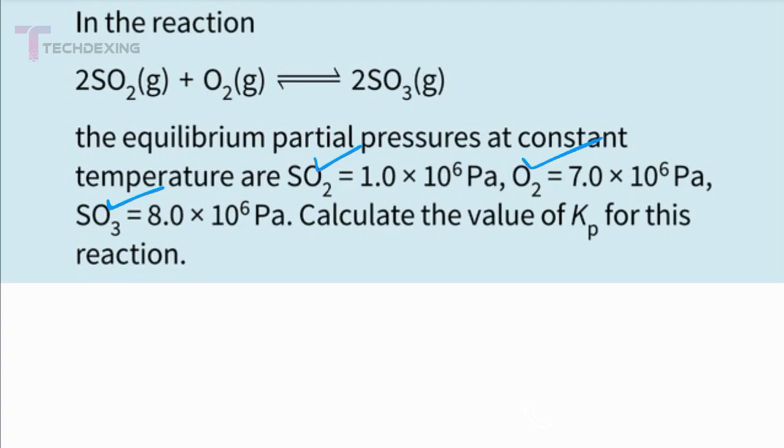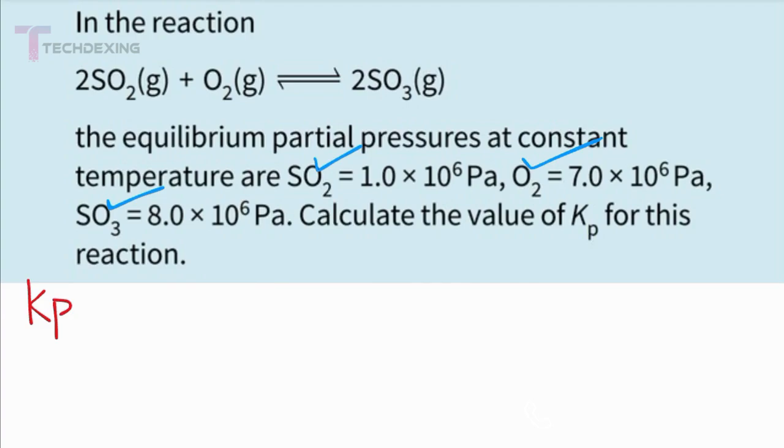This gas phase equilibrium is given to you, and the equilibrium partial pressures at constant temperature are given: one value for SO2, a value for O2, and along with that the value for SO3. So all the partial pressures are given. Now we have to calculate the value of Kp for this reaction. It is quite easy to do.